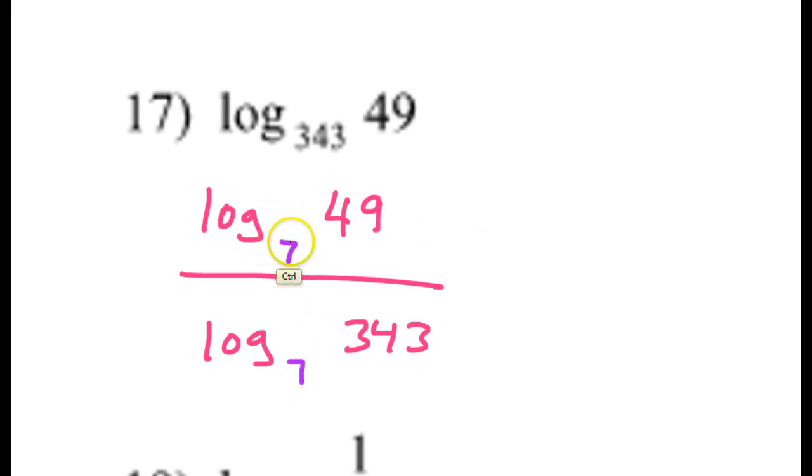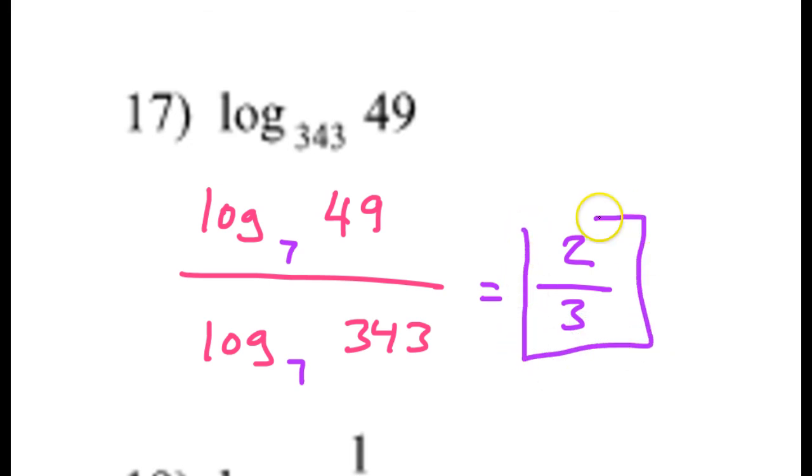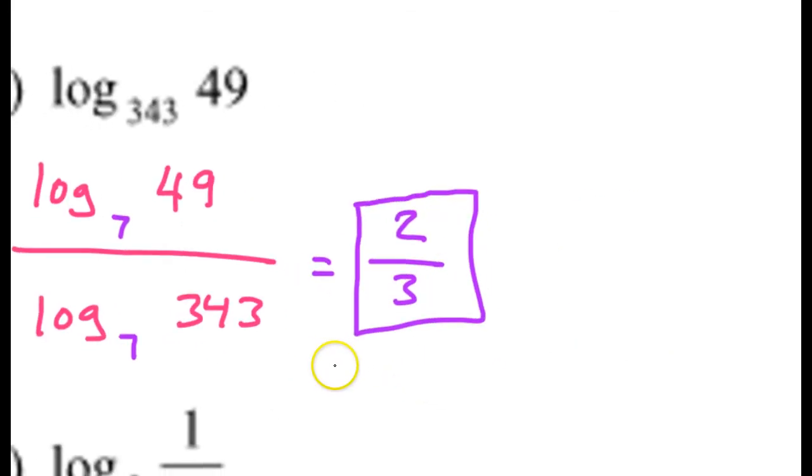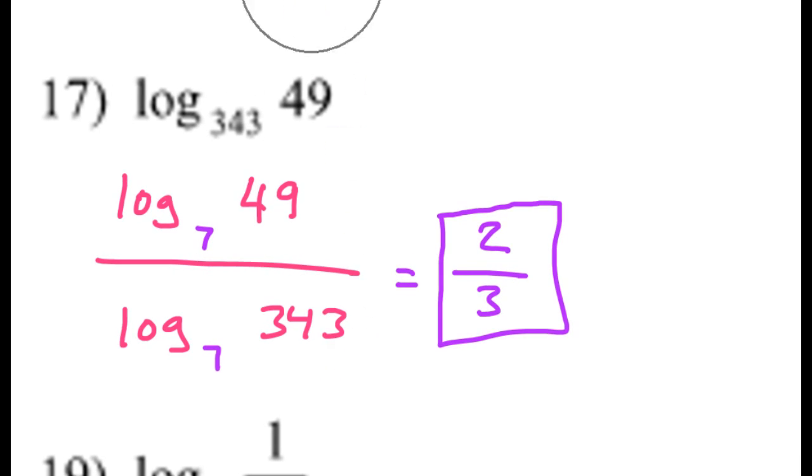What power turns 7 into 49? That's 2, 7 squared. What power turns 7 into 343? Well, that's 3. Okay, so the final answer is 2/3. You know what? We can check that answer as well.